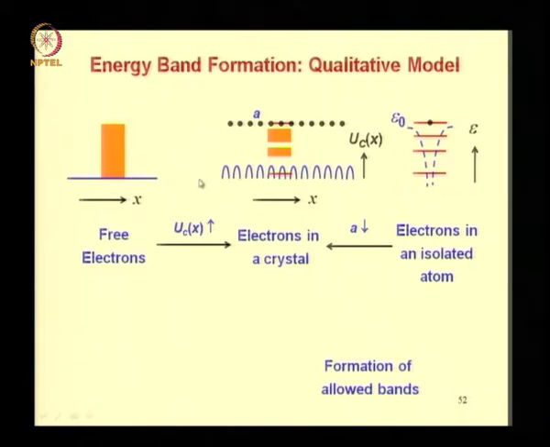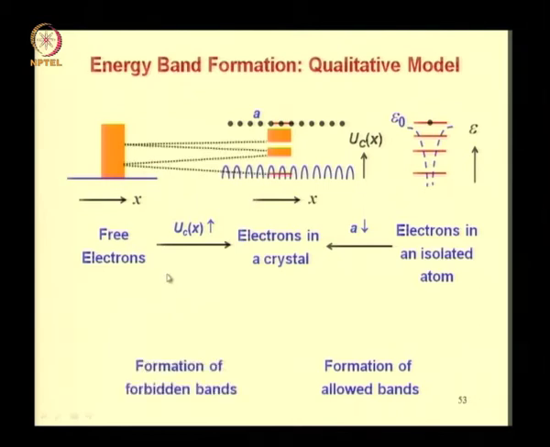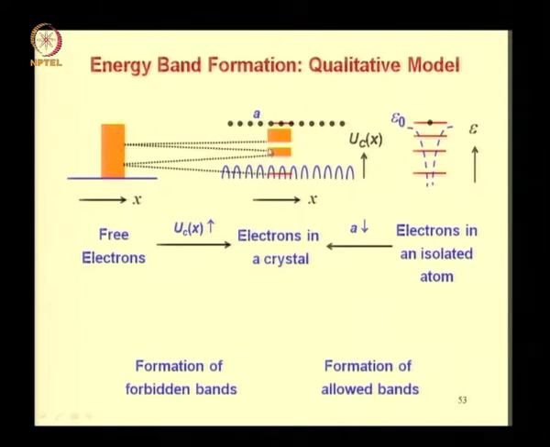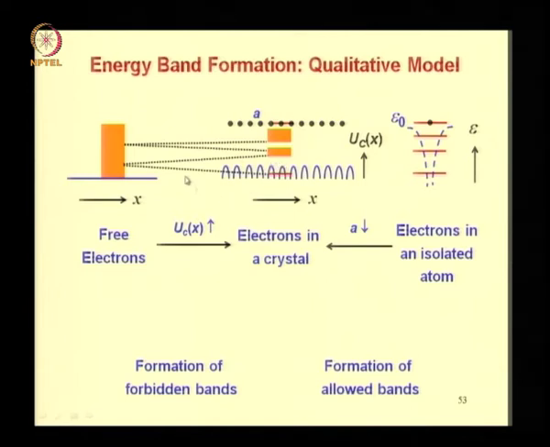Now once you have the periodic potential here, then you get what are called forbidden bands. Certain energy levels are not allowed. So while for a free electron all energies are allowed, for electrons in a crystal certain bands of energies are not allowed. Now how do we come to the conclusion that in a crystal certain energy bands will be forbidden for electrons?